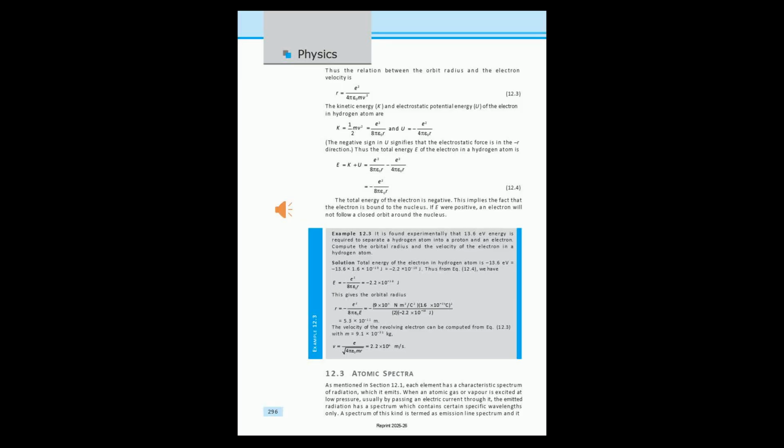The total energy of the electron is negative. This implies that the electron is bound to the nucleus. If E were positive, an electron would not follow a closed orbit around the nucleus.